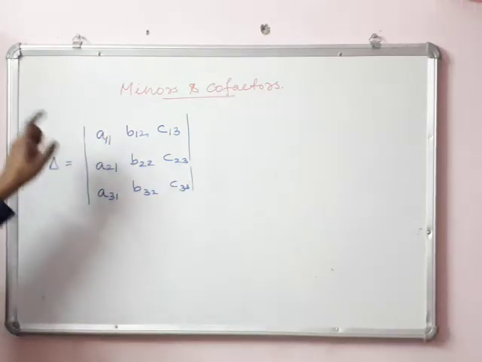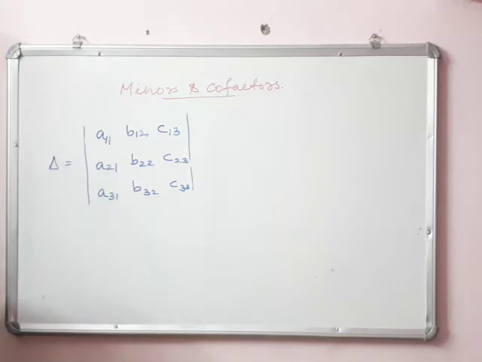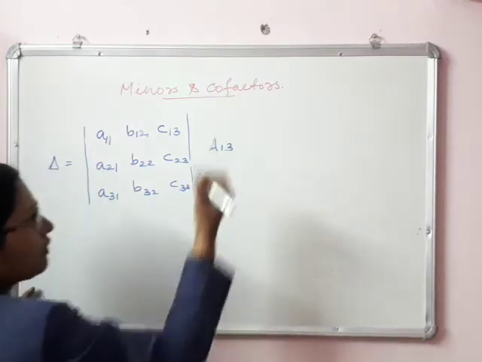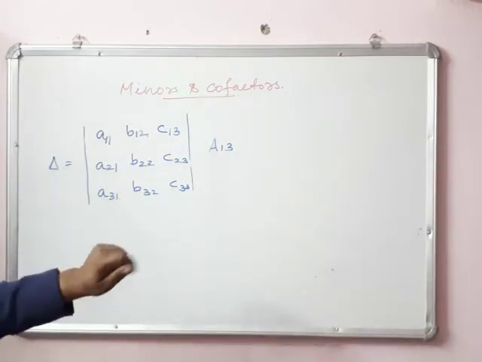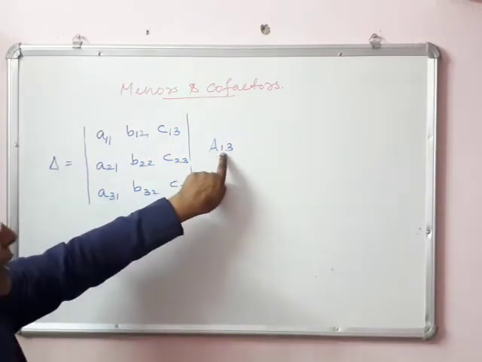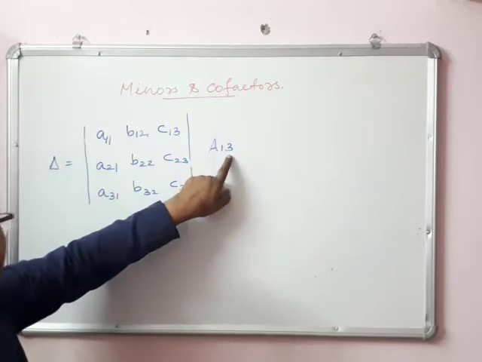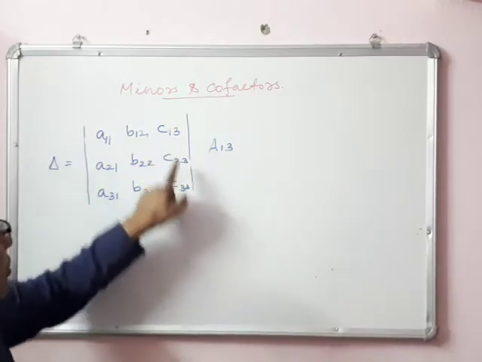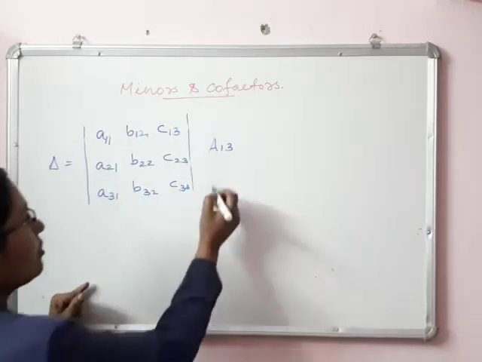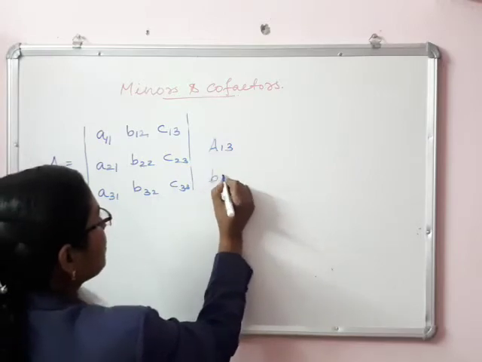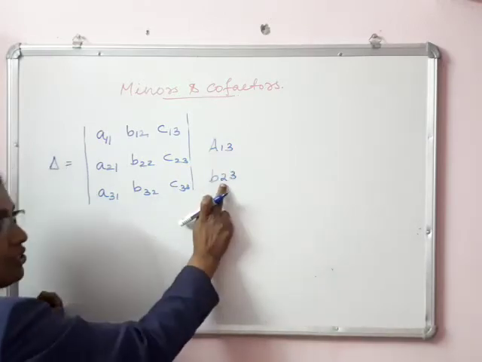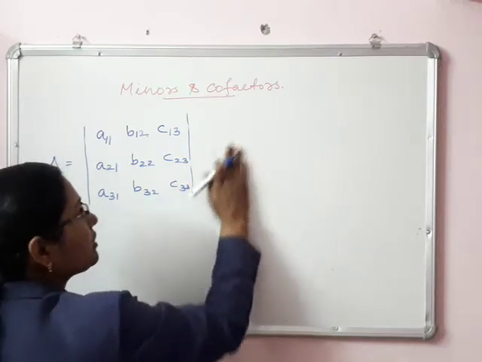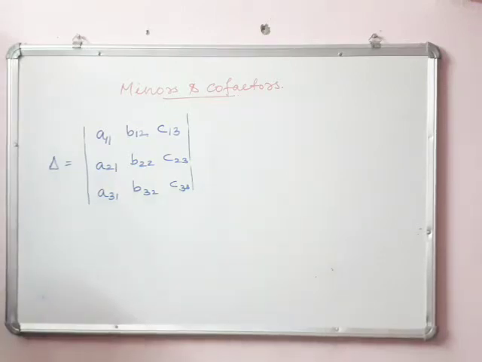These are the elements. They will ask in the examination: find a13. To find a13 means the element in the first row and third column. So first row, that is the third column. Suppose b23, which means it is in the second row and third column. So we identify how to find the elements in the determinants.